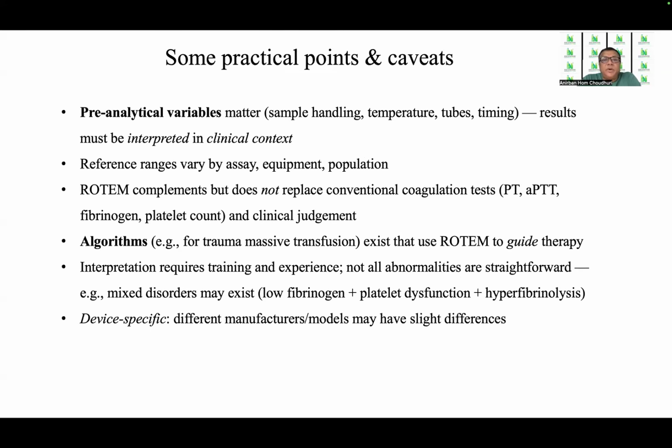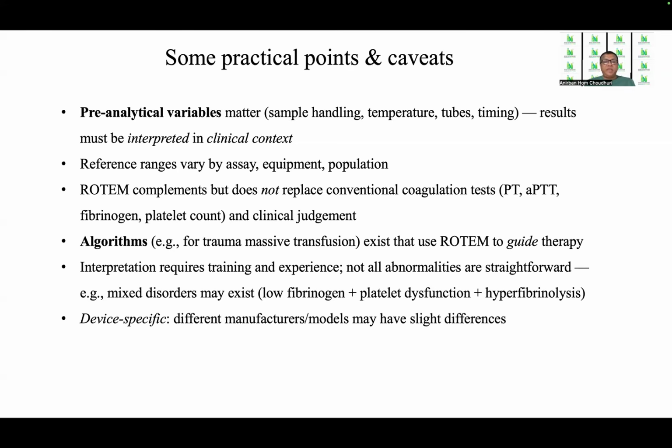There are some practical points and caveats. Pre-analytical variables matter, so results must be interpreted in the clinical context. The reference ranges vary by assay, equipment, and population. The ROTEM always complements but does not replace conventional coagulation tests and clinical judgment. So always go for the conventional coagulation tests at the appropriate time, and don't judge only on the basis of ROTEM. Algorithms exist that use ROTEM to guide therapy, and you can follow those algorithms.